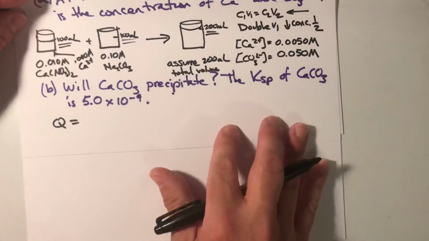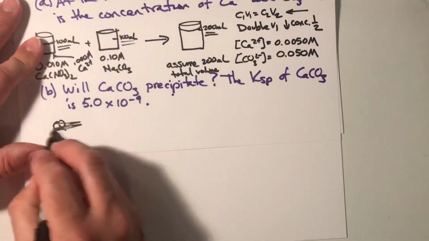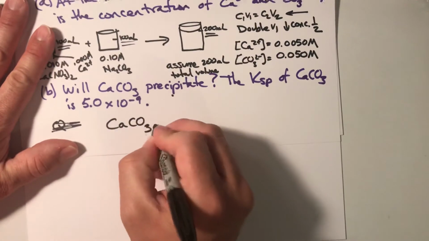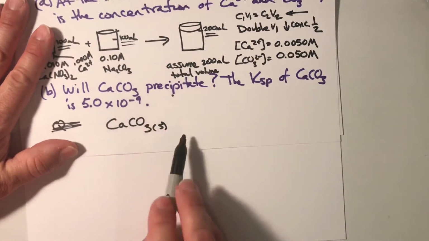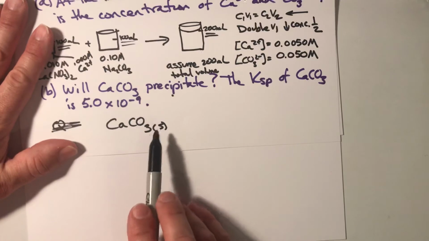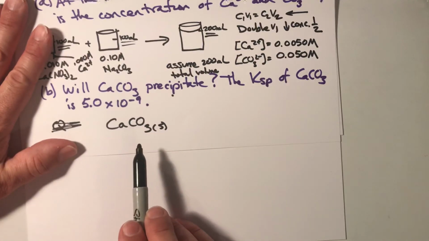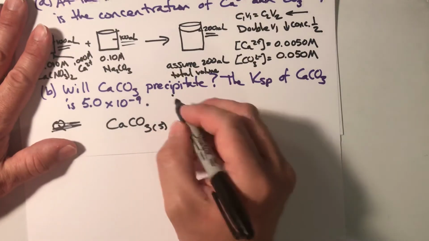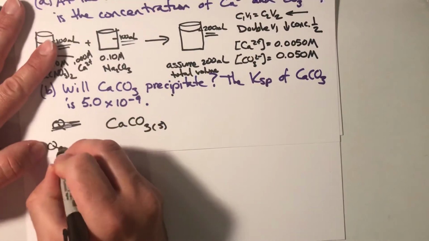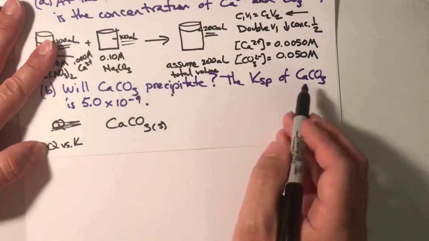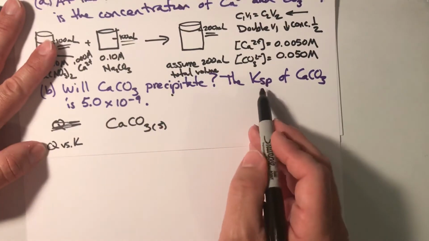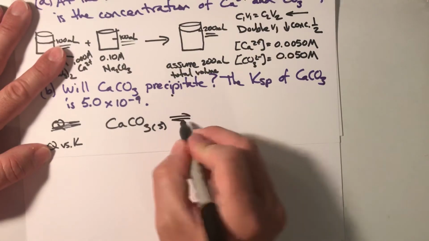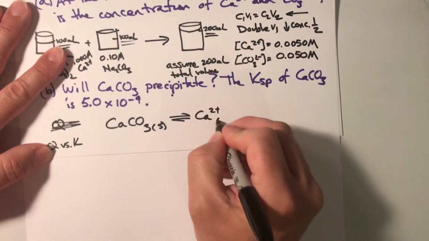But remember that the reaction here is going to be the dissociation of the compound. It is not like first semester where we would have said, oh, we're going to write calcium nitrate plus sodium carbonate. Because the math that we need is going to be a Q versus K calculation. To do Q versus K, we need to use the K, which means we need to use the Ksp. We have to have the solid as the reactant dissociating into its ions.